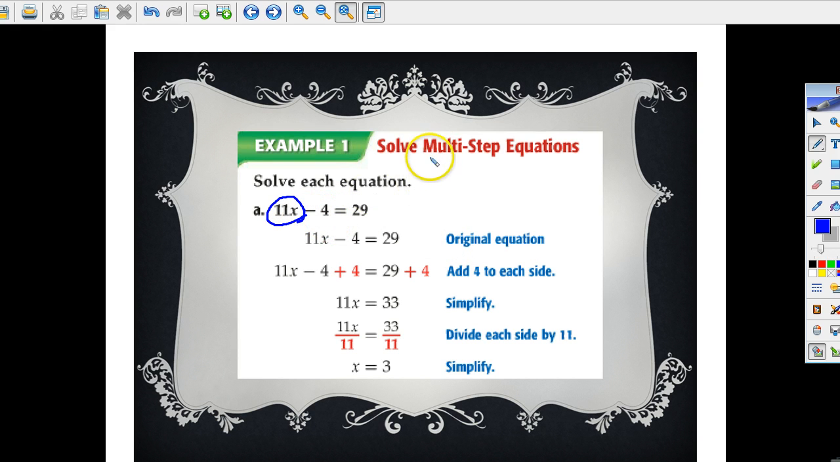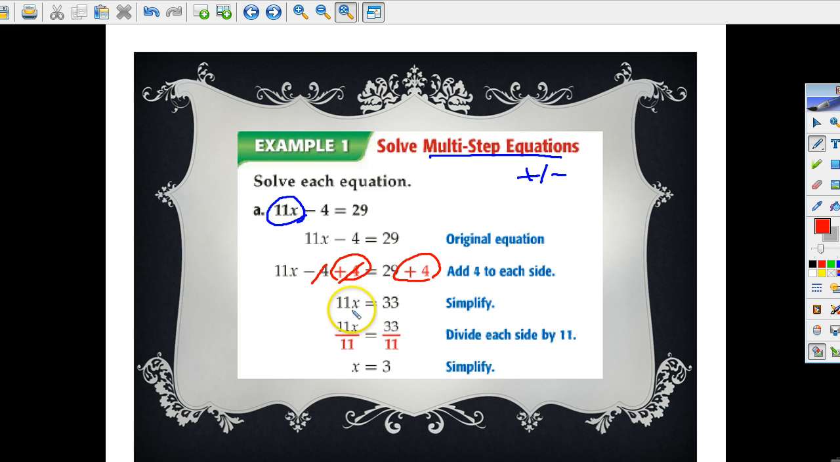When we're solving these multi-step equations, you're going to first add or subtract. So this is minus 4. In order to get rid of that minus 4, we do the opposite, which is plus 4 on each side. Remember, what you do to one side, you do the same to the other side. That gets rid of the negative 4 on the left side. You have 11x equals 29 plus 4, which is 33. Now you have 11x equals 33.